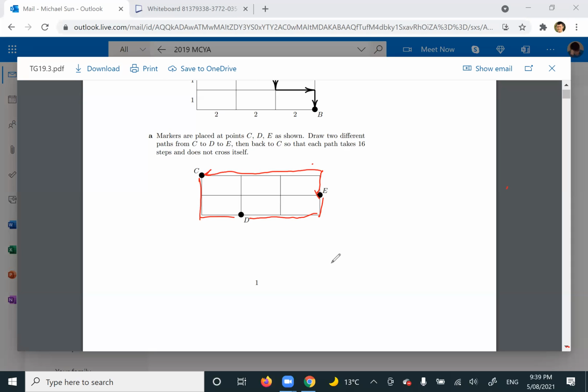So we go to the next part because we finished this because we found a path. But what do you mean by next part? Do you mean part B? Yeah. So that's not right, okay? Because we're asked to draw two different paths. You see? Oh, two different paths. Yeah.